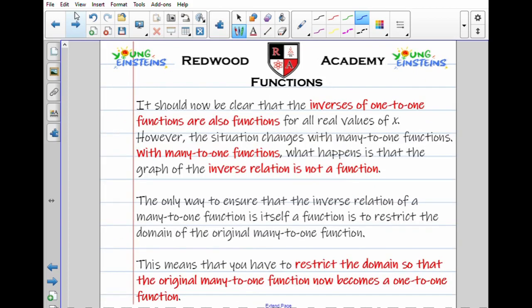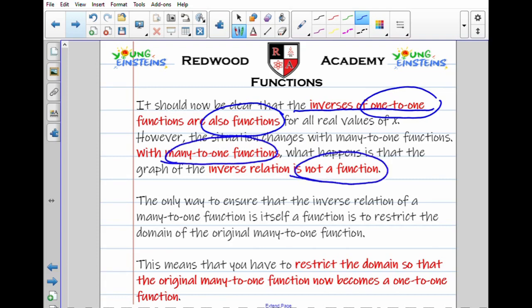Okay, so just to conclude now, it should be clear that the inverse of a one-to-one function is also a function. So if you find the inverse of any one-to-one function, it must also be a function. However, in the next section, we're going to do many-to-one functions. The inverse of a many-to-one function is not a function. And I want you guys to ponder that a little bit. A many-to-one function is a parabola. So maybe try and go and sketch its inverse and tell me why you would say it's not a function.